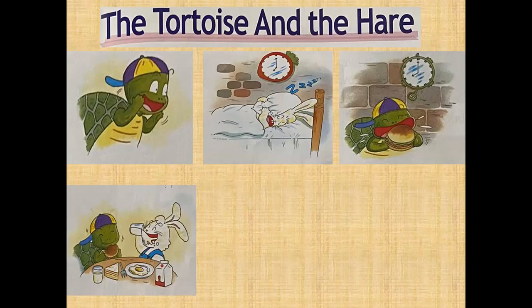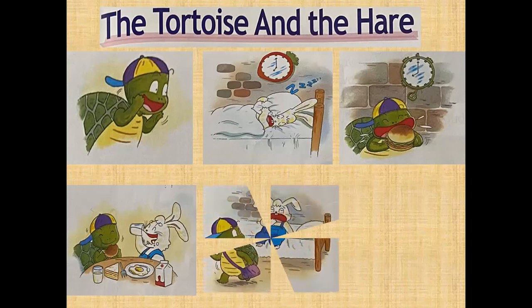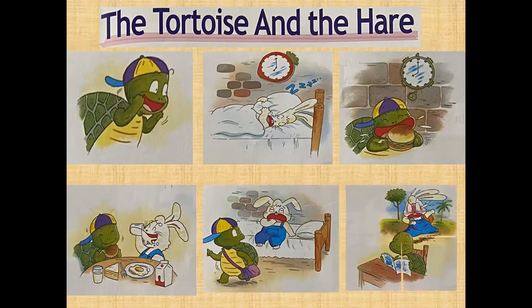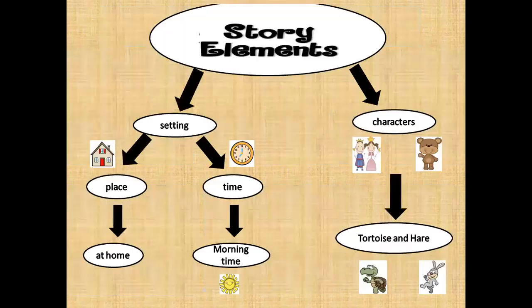Hare is thirsty and it's drinking milk, but tortoise is hungry and it's eating a burger. Tortoise is ready to go to school, but hare goes back to her bed. Tortoise is at school and it's on time, but hare is late because it's lazy.